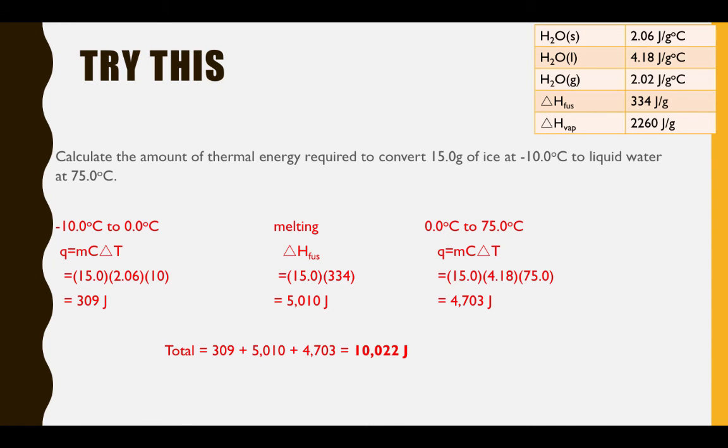Welcome back. Here's what you should have gotten. Notice first we need to calculate the energy needed to heat the solid to 0 degrees Celsius, its melting point. This is 309 joules. Then we need to calculate the amount of energy required to melt the substance, 5,010 joules. Then we need to calculate the amount of energy it takes to heat this melted liquid to 75 degrees Celsius, 4,703 joules. Finally, we want the total energy for this process, so we add those three values together to get 10,022 joules for the entire process.